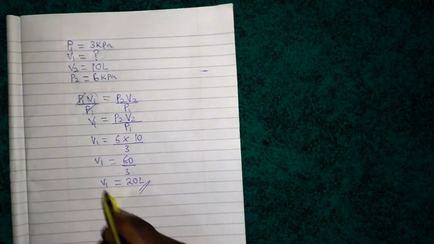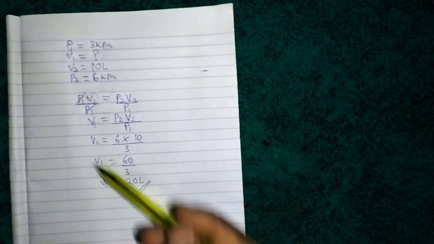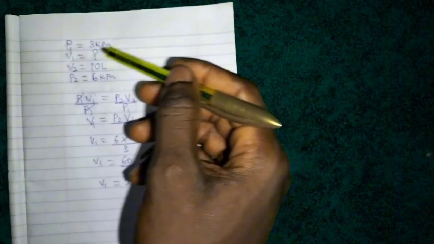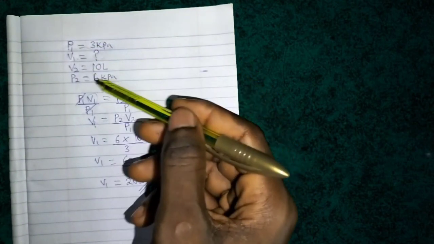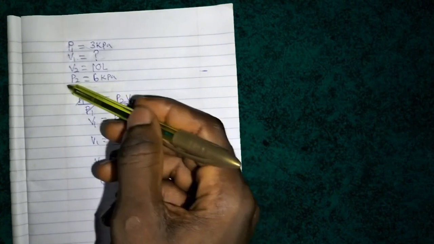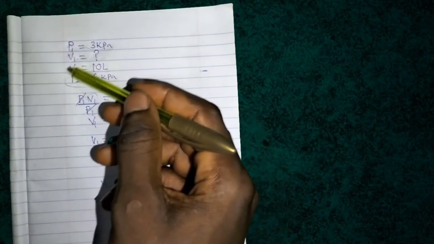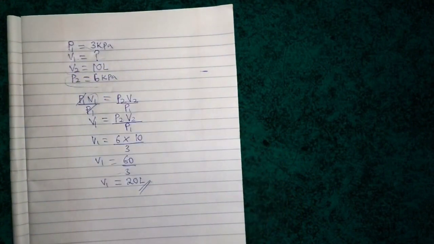Now you can see here that when the volume was high, the pressure was low. And when the pressure increased, the volume decreased. All right, so we see that Boyle's law is proven from this solving.